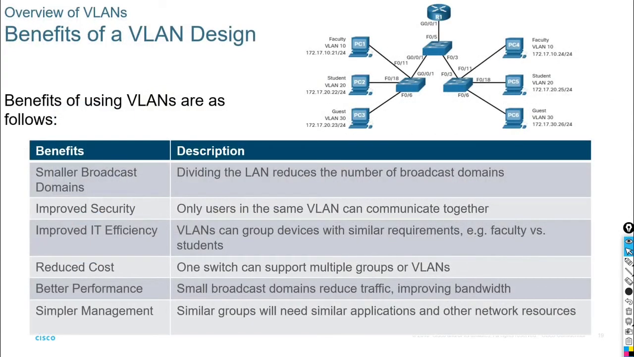So what are the benefits of VLANs? Generally, smaller broadcast domains. Dividing the LAN reduces the number of broadcast domains. Other benefits are improved security, improved IT efficiency, reduced cost, and better performance by reducing traffic and improving bandwidth. It reduces the cost of supporting multiple groups, and management is simpler because similar groups need similar applications and other network resources.